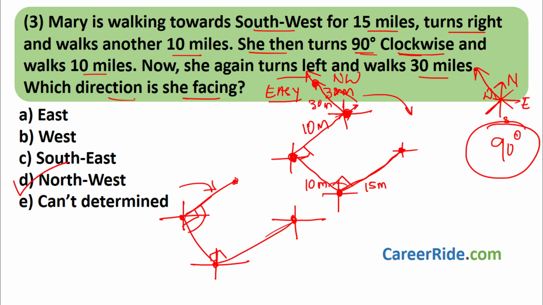Over here again she turns left. Left means how many degrees? 90 degrees. This is 45, this is 45. So total 90. Now she is facing northwest because this is north, this is south, this is east, and this is west. Right? She is facing northwest.